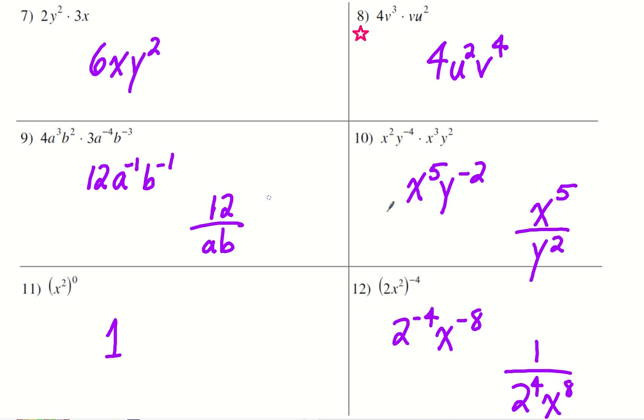I mean, you can pause the video and analyze these answers, and hopefully the work can speak for itself a little bit. Notice again here the 12 stayed in the numerator, but the a and the b moved down to the denominator to make the negative 1s into positive 1s. But here it was the 2 had a negative power, so that got moved down there also.